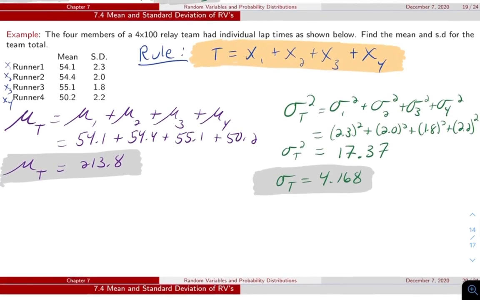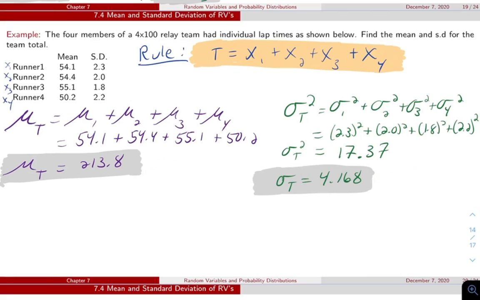The rule is total for the team is going to be first runner, second runner, third runner, fourth runner added together. Everything with means makes sense, so I can just take those 4 average times, add them together, and say the total on average is going to be that. To figure out the measure of spread, I need to take these standard deviations and first convert them all into variances. So I'm going to square all those standard deviations. I get a total variance of this, and then the standard deviation is the square root of that number, which is 4.168. Later on, we'll be using the center and the spread to calculate probabilities, but for now we're just concerned with finding these two numbers.